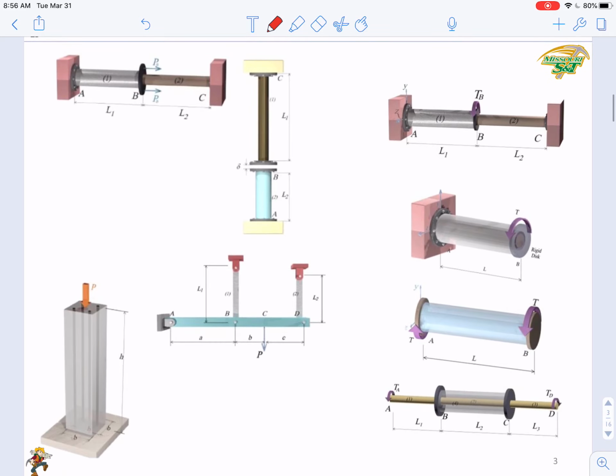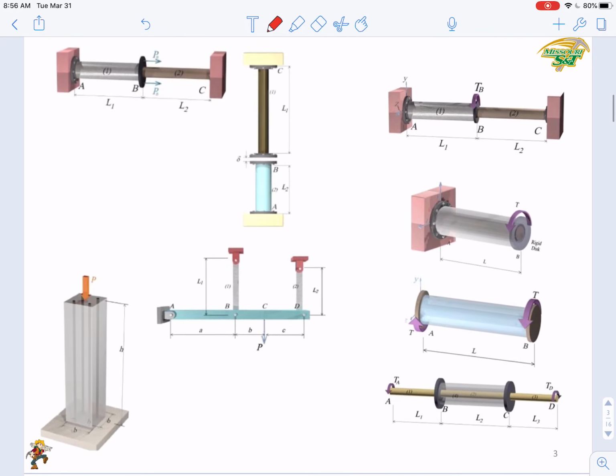Okay, in this slide, I give more examples. You can see 4 indeterminate axially loaded systems and 4 indeterminate torsional systems. Okay, let's analyze them one by one, to try to write the compatibility conditions together. In the first case here, we have analyzed it. So the compatibility condition could be delta 1 plus delta 2 equals 0.